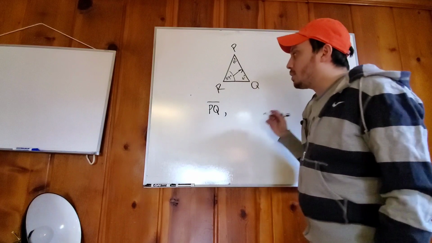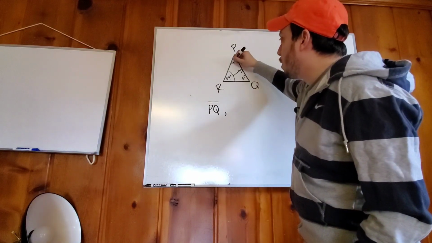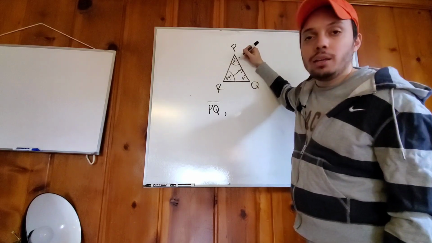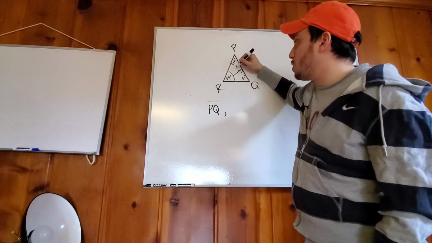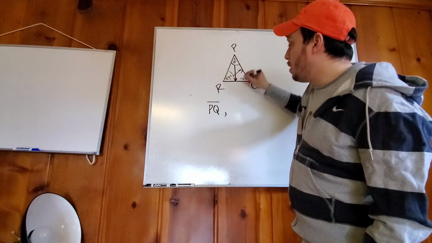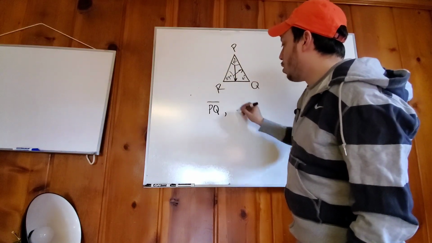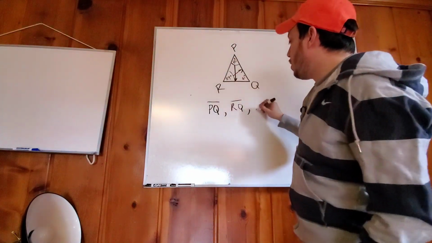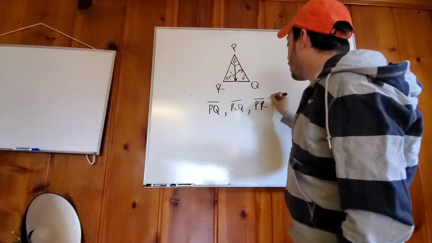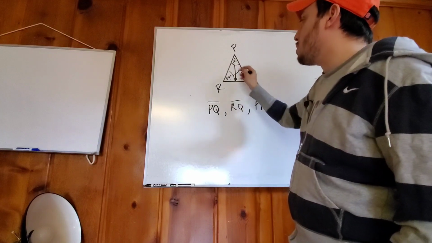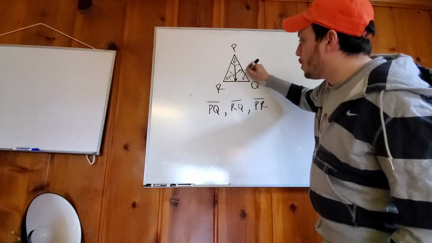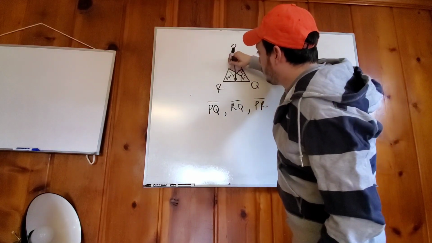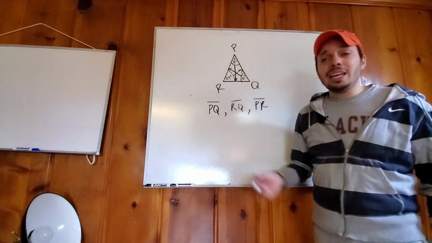Then my second smallest is going to be the one that is opposite my second smallest angle, which is 60 degrees. And that would be side RQ. And I am left with side PR. And that is the largest because it makes sense that it's opposite 61 degrees, which is the largest angle here. Yay! And that's example 1.